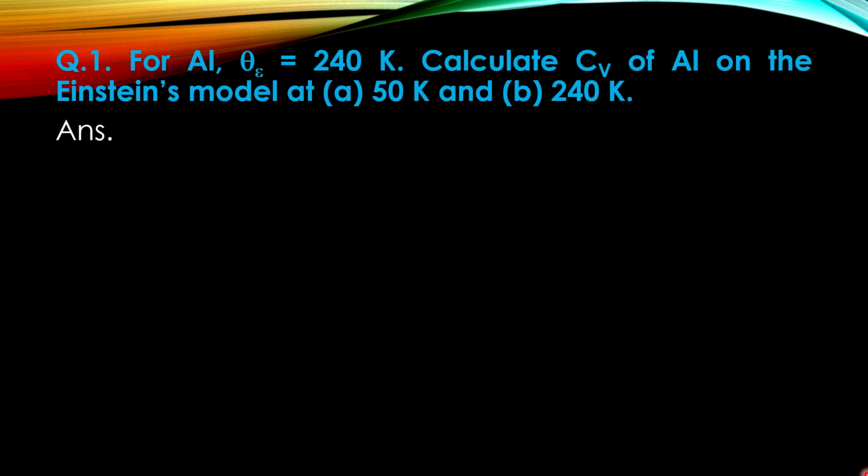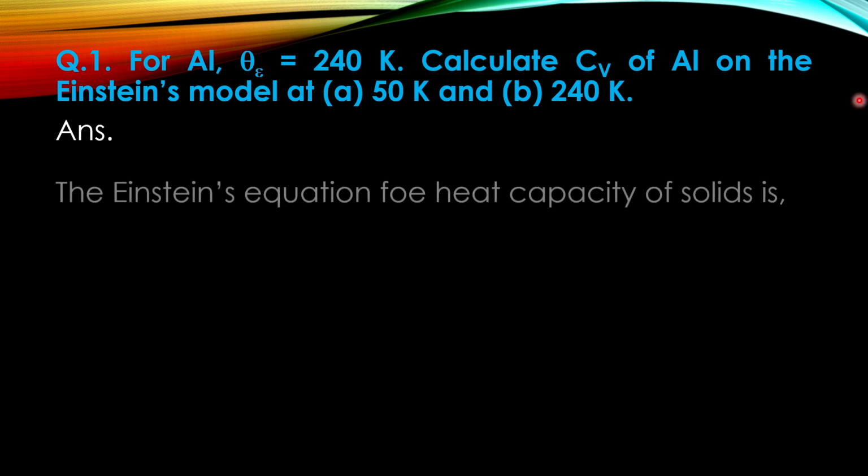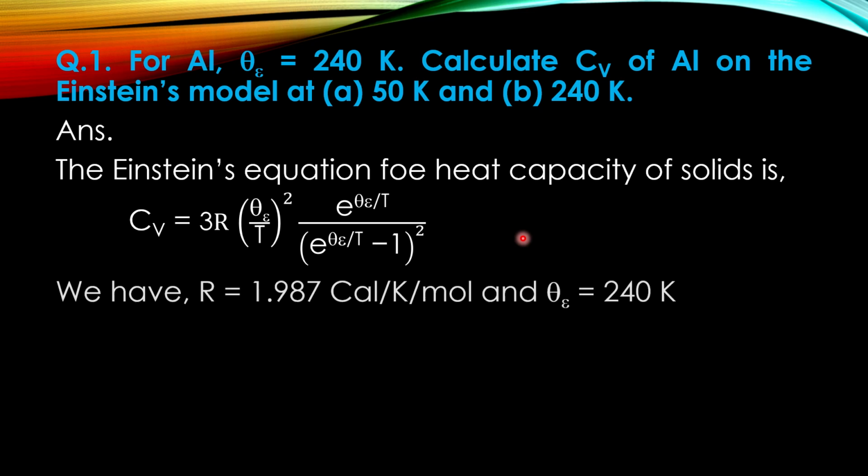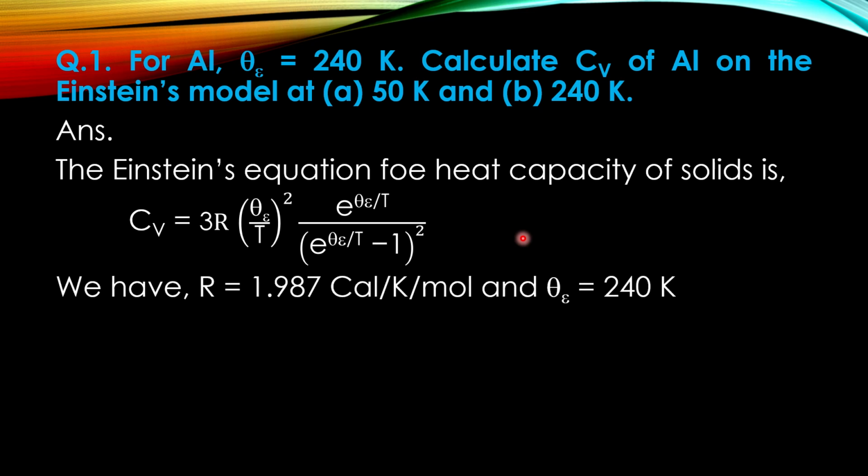The first problem is for aluminium. The theta epsilon value is 240 K. So you have to calculate Cv for aluminium on the Einstein model at 50 Kelvin and also at 240 Kelvin. So what is the equation? Cv equals thrice R into theta epsilon by T whole squared, and so on. Then just put the values. R is 1.987 calorie per Kelvin per mole and theta epsilon is 240 Kelvin, because it is given already.